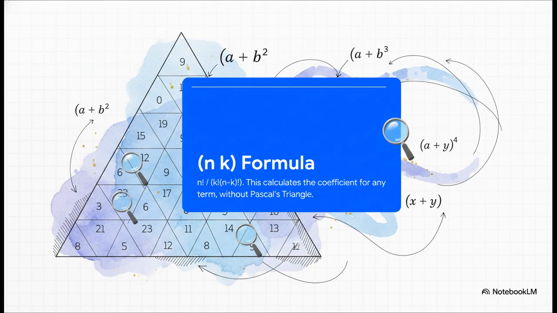And how do we actually calculate n choose k without the triangle? With this formula, using factorials. This is what lets us jump straight to, say, the 20th row and find the exact coefficient we need without having to calculate all the rows before it. This is where the real power comes from.